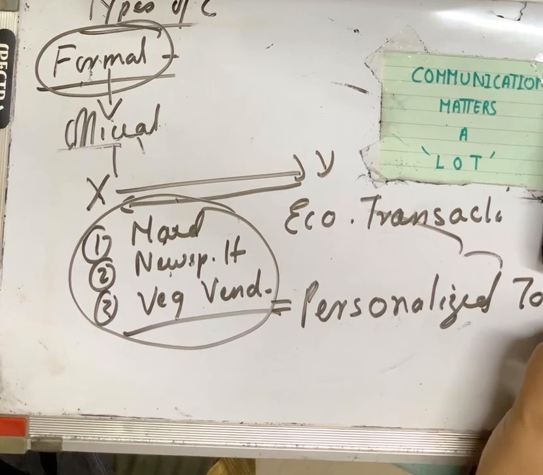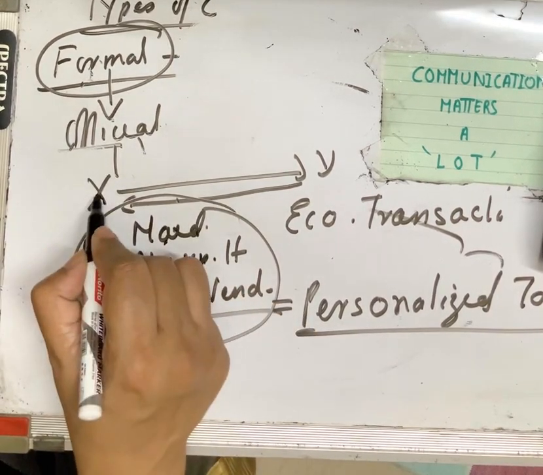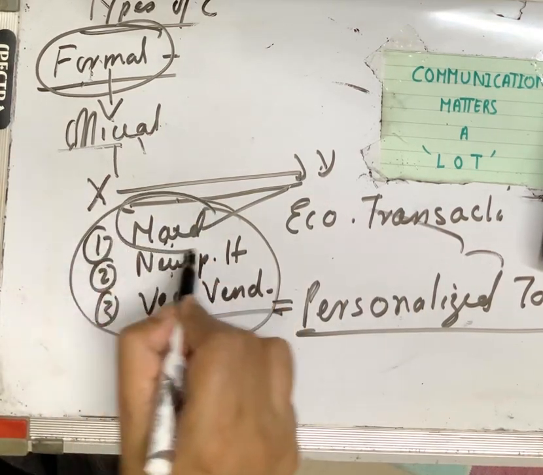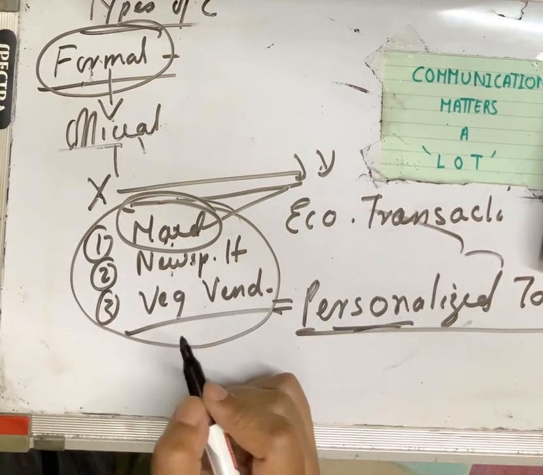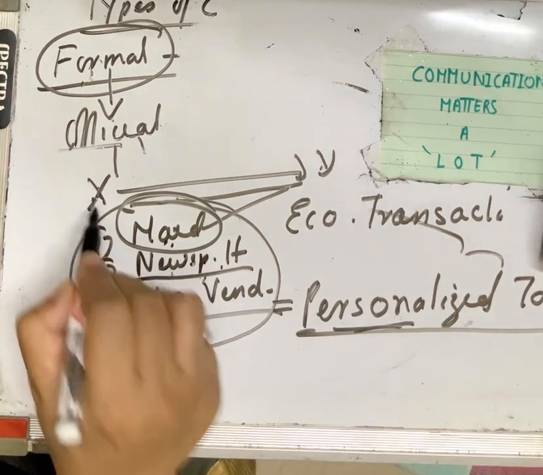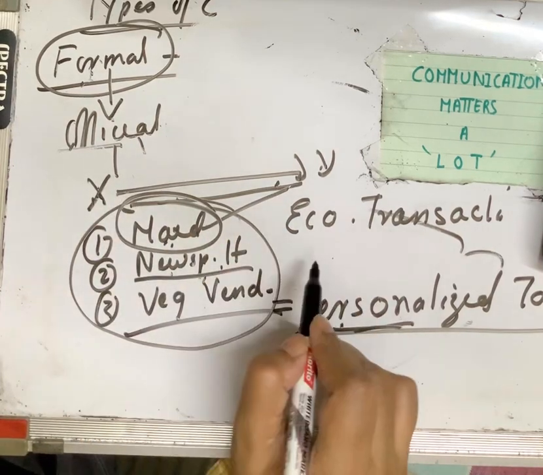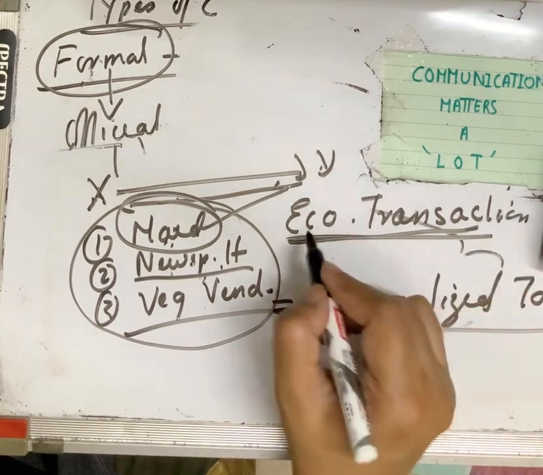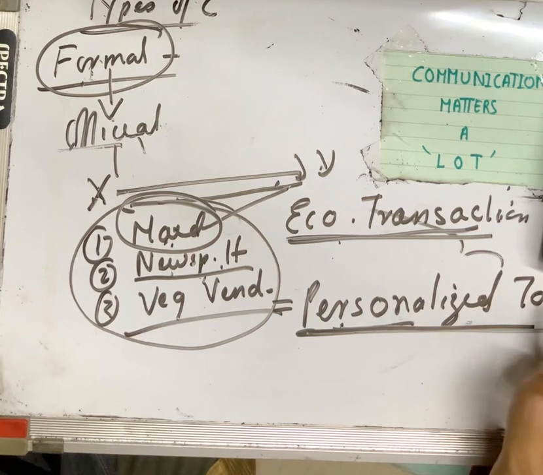Why? Because X knows Y is a male, so X has known Y for 10 years. So there's a personal charm in the relationship. The newspaper hawker has been giving the paper since X was born. So there's a personal touch and charm in the relation, despite the fact the relationship is based on economic transaction, yet the relationship has some personal touch.